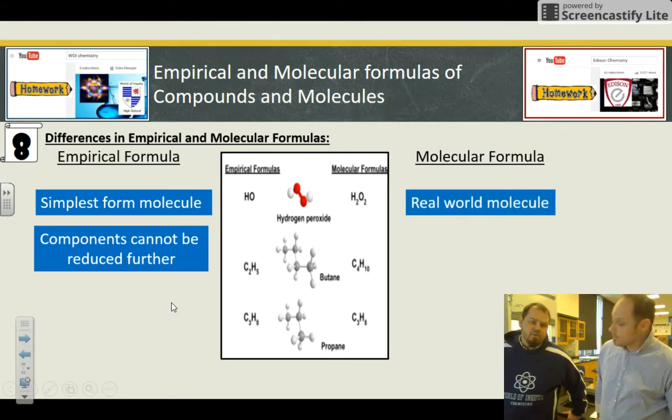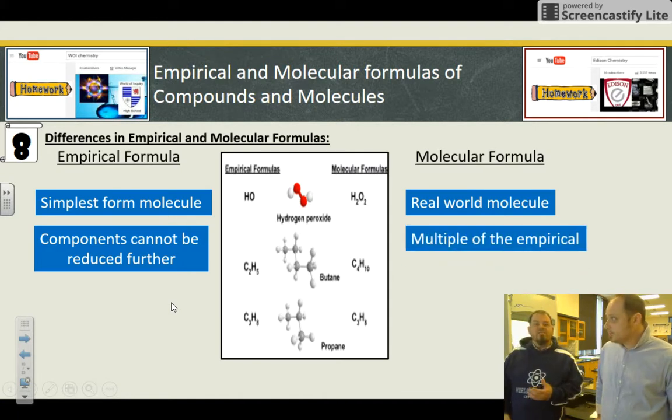Now, the cool thing about real world molecules is they are some multiple of the empirical formula. For H2O2, if I take that HO and multiply it by 3, I'd have H3O3, and I could make that real world molecule. And I could take that C2H5 and multiply it by 4 and get C8H20, and it would be a real world molecule.